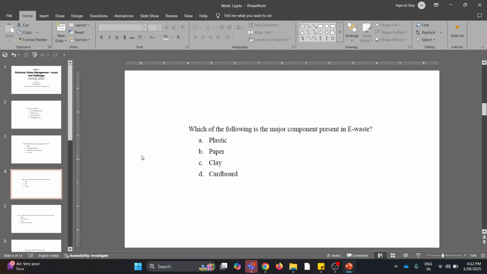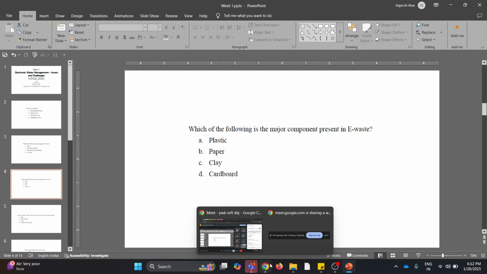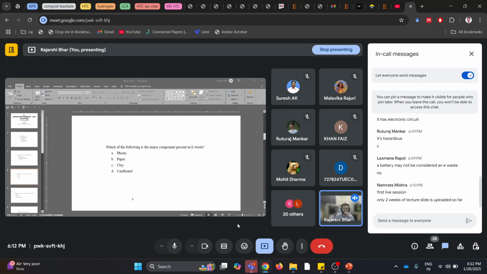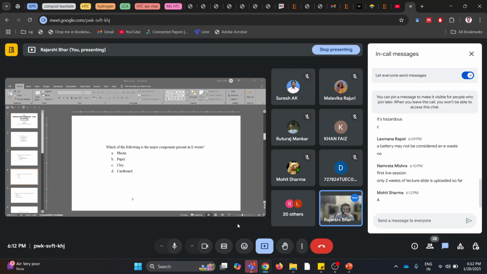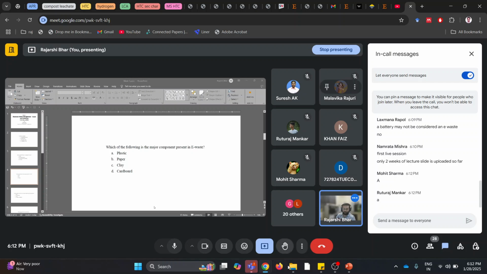Which of the following is the major component present in e-waste? And this is also another important question, and I hope that again most of you will be correctly able to choose the answer. Yes, option A is the correct answer. Thank you.